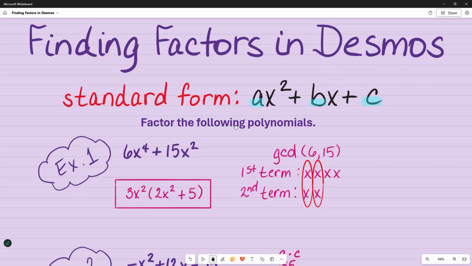For these examples, I've already shown the work. I'm just going to show you what to put in Desmos. For example 1, we have 6x to the fourth plus 15x squared. So if I have two numbers, I can use the function in Desmos shown as GCD, which means greatest common divisor. And then I can take the two numbers that I see and separate it by a comma, put it in parentheses, and it will give me my greatest common factor.